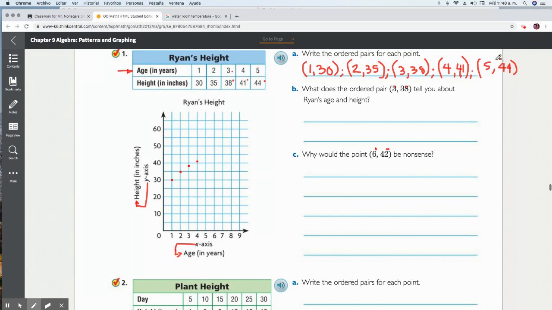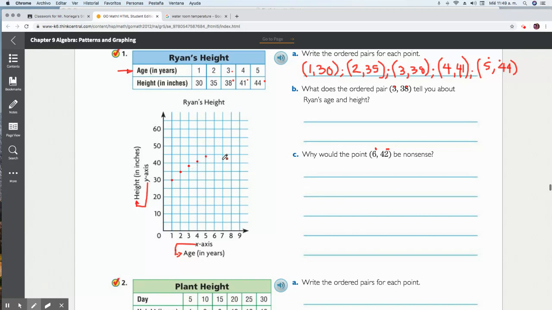Okay, and then at the age of 5, he was 44 inches. So I'm going to walk to 5 on the x-axis, and then 44 inches would be almost touching the corner of 45, maybe a little bit higher. Okay, 44 inches would be kind of there, like that. So these ordered pairs represent how Ryan was growing as he grew older.